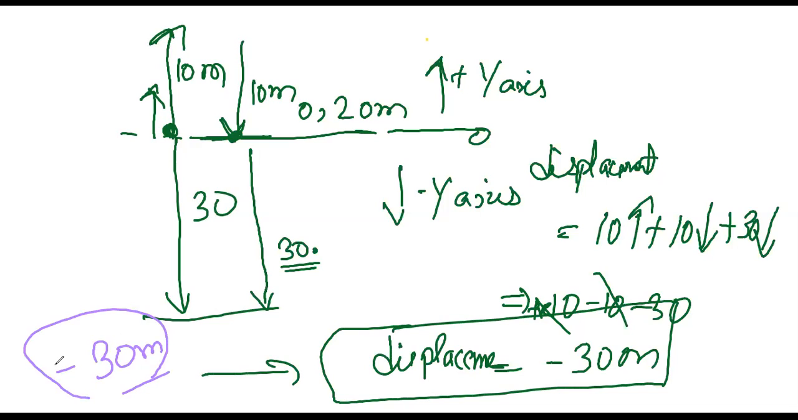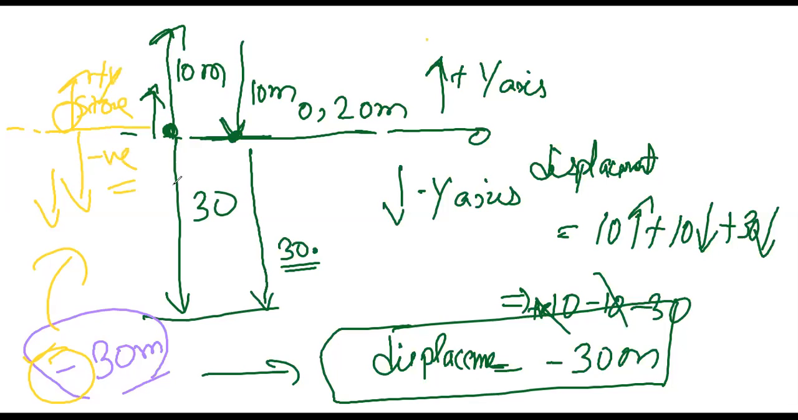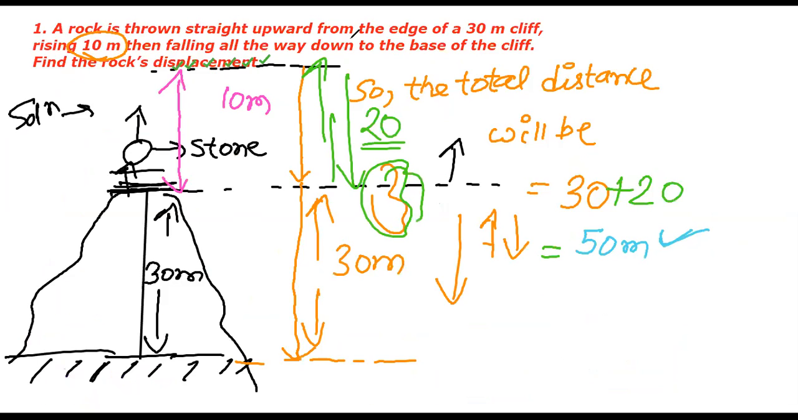You would be thinking, why is this negative sign used? The negative sign is used because it shows that the motion is below the reference point from where the stone was projected. The stone was projected from here and it fell down here. So this is positive and this is negative. So our answer is that the displacement is minus 30 meters. This is our required answer.